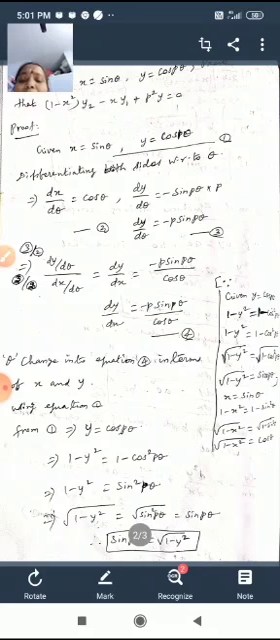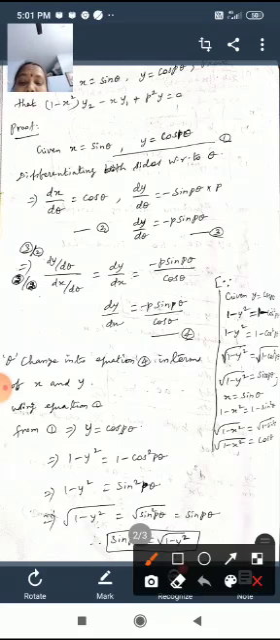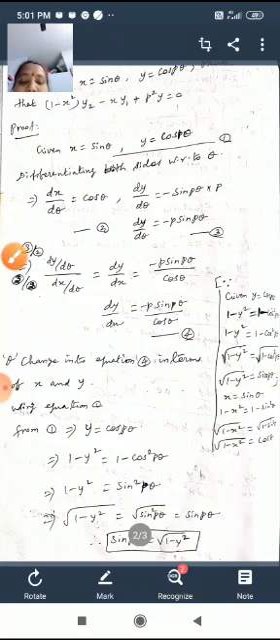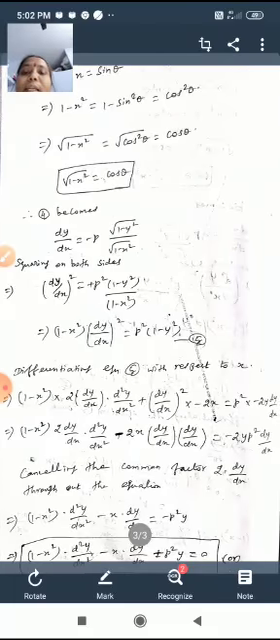So from equation 1, y equal to cos p theta, 1 minus y squared equal to 1 minus cos squared p theta, which is sin squared p theta. Then we get sin p theta equal to root of 1 minus y squared. Next, x equal to sin theta, then this implies 1 minus x squared equal to 1 minus sin squared theta equal to cos squared theta. This implies root of 1 minus x squared equal to cos theta.